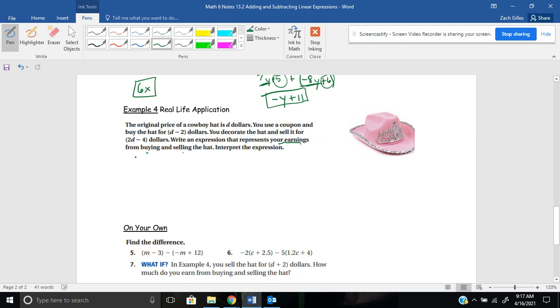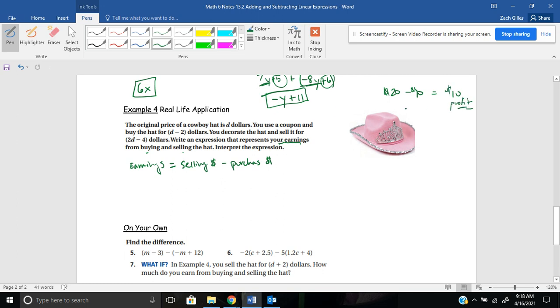Okay. Well, let's just think about this. Your earnings are equal to, how do you find how much you earn on something? Well, you take your selling price, so how much you sell it for, and you subtract your purchase price, or how much you bought it for. So let's just write that down. Your selling price minus your purchase price. So if I sold this, let's just stick in a number for $20, and I purchased it for $10, how much did I make? Well, I made $10.